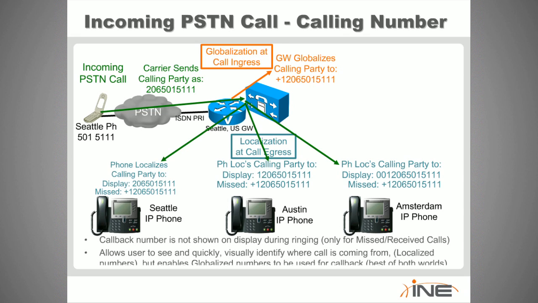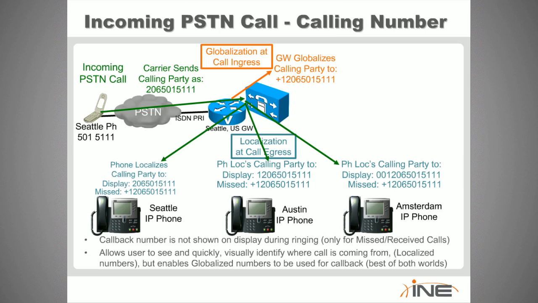So let's just bring up all the displays here. Again, just a note at the bottom, the callback number is not shown on display. That's only during ringing, that's only for missed and received calls. And the callback number, or the missed and received calls, allows the user to quickly visually identify where the call is coming from in a localized format, but enables globalized numbers to be used for callback. So we really do have the best of both worlds.